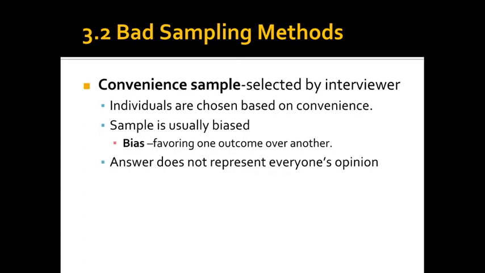Bias means favoring one outcome over another, and the answer does not represent everyone's opinion. So let's say I want to do a convenience sample. I go stand in front of Safeway, and as people are coming out, I ask, well, do you prefer Safeway or fries? Of course, that's going to be a biased survey because they're all coming out of Safeway, so they probably prefer Safeway over fries. But it's a convenient sample for me because I just go stand outside a store and ask everybody that walks by. It's very convenient for the interviewer.